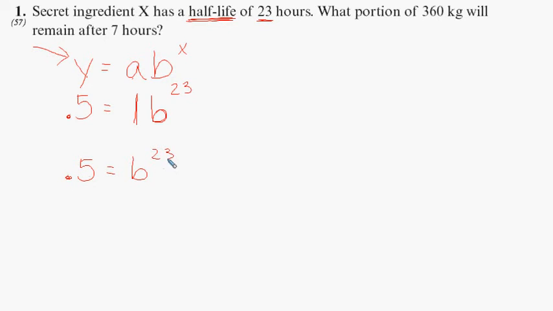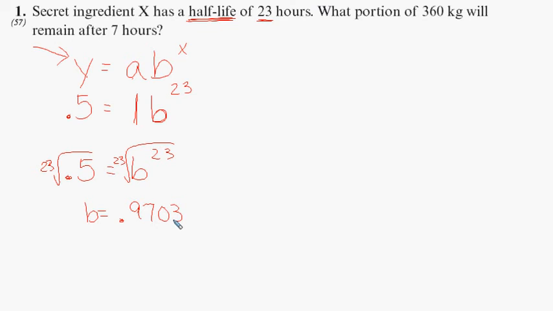Well, how can we get b by itself? We can take the 23rd root of both sides. So the 23rd root of 0.5. You know to leave this in your calculator or to store it in your memory, but I got approximately 0.9703 for my b value.